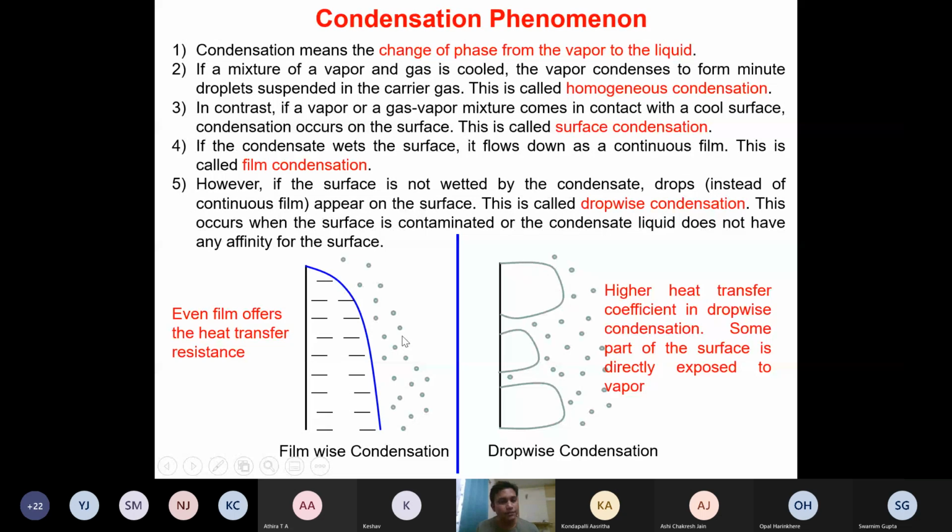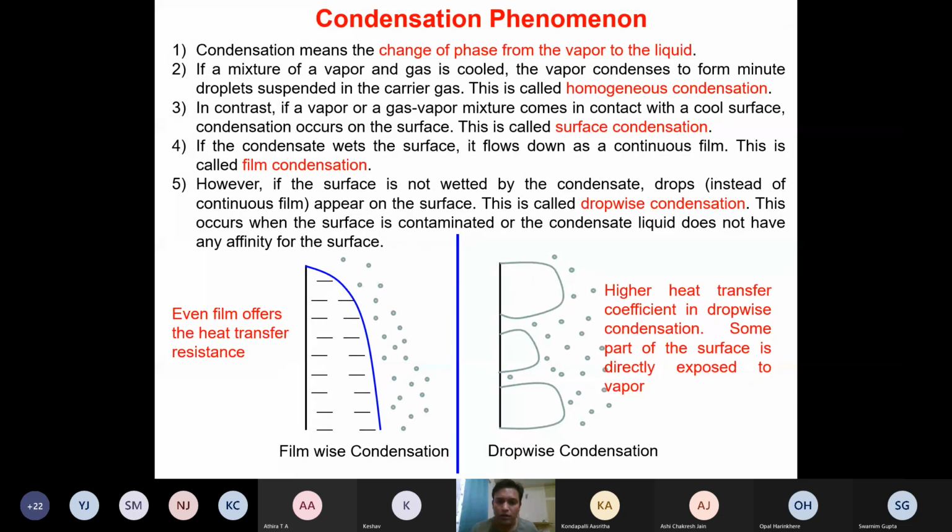You may ask why people then use film wise condensation more regularly and why not drop wise condensation, isn't it? The reason is that for drop wise condensation, you need to modify the surface. You need to add an oil or do surface modifications, and that may contaminate your condensate. That is the first reason. Again, precise control of the surface is required, which may not be possible in an industrial process. So that is the reason why film wise condensation is more common compared to drop wise condensation. Okay, is it clear to everyone?